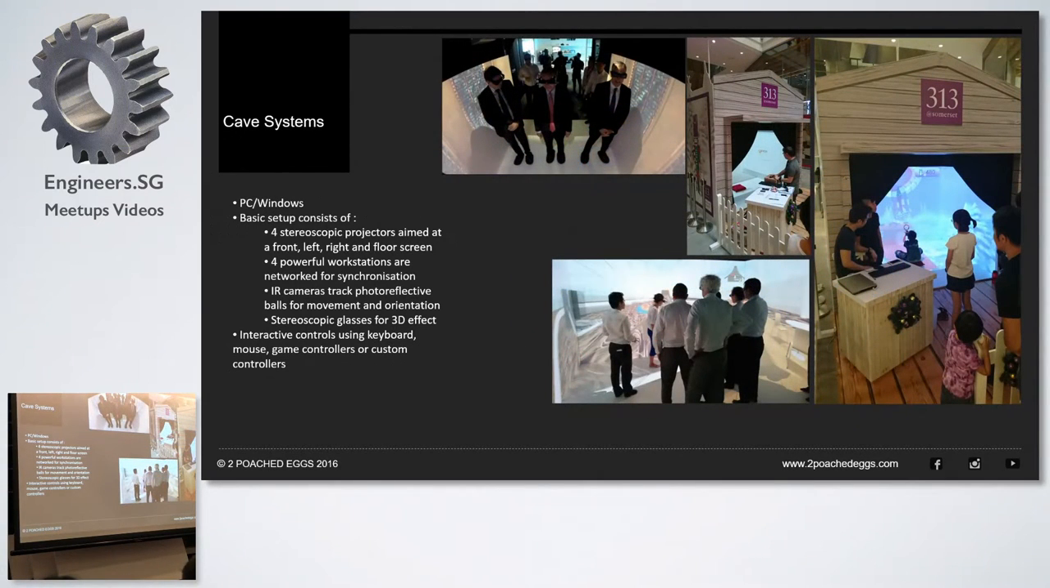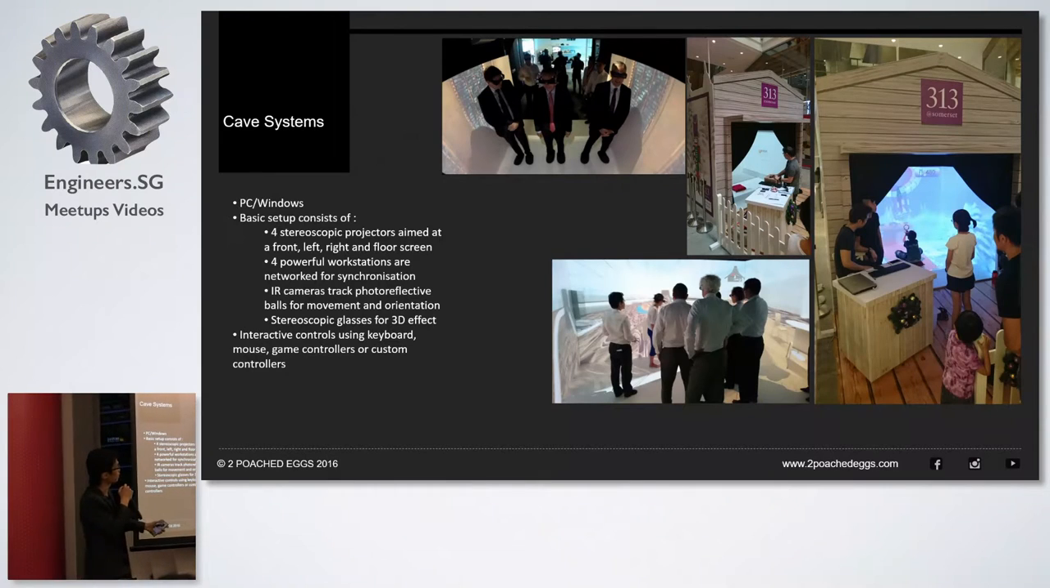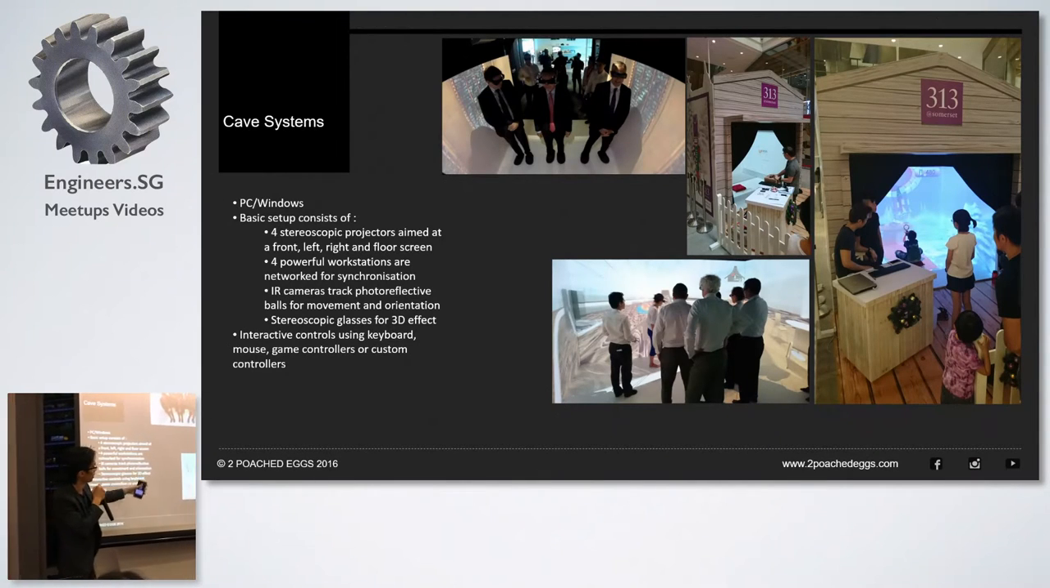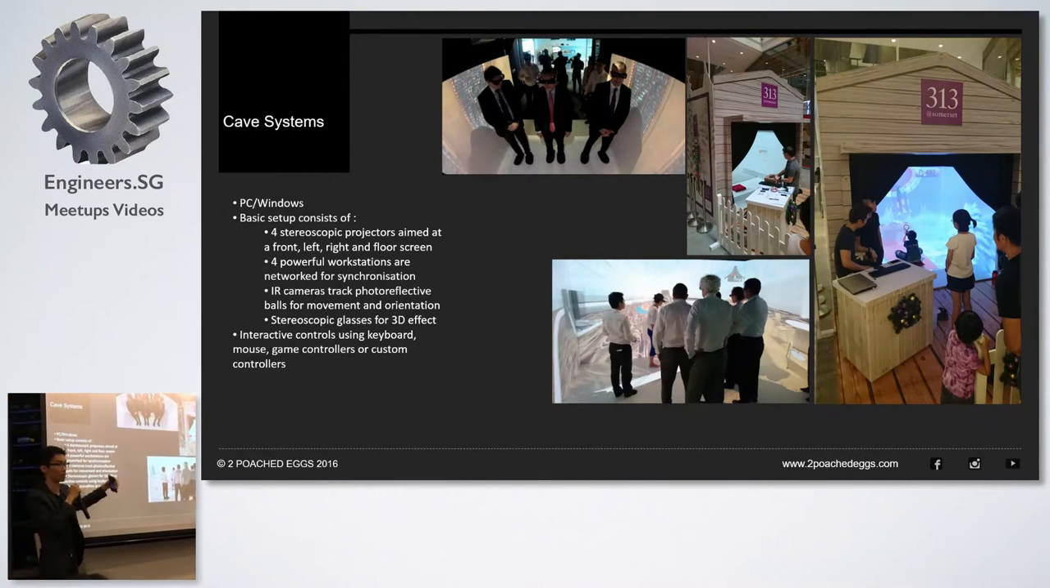With this sort of setup, people can enter the virtual environment either by themselves or in large groups, as you can see. The spectators can stand behind and watch the activity going on inside, or they can watch it via a secondary output. We can output another video to a separate screen in another remote location.